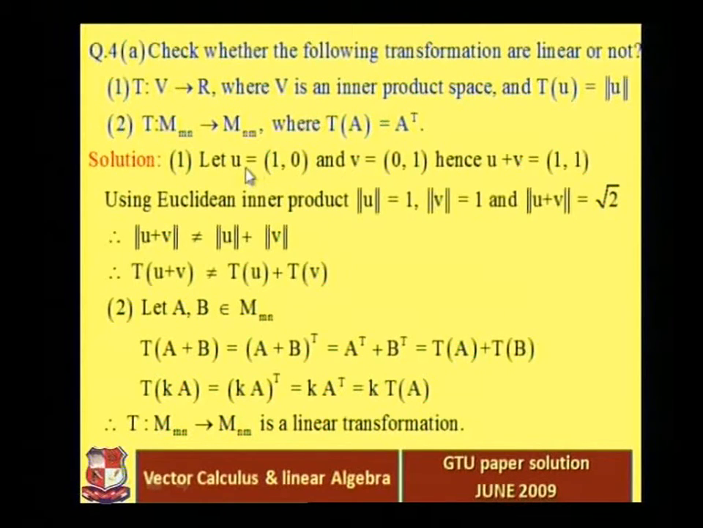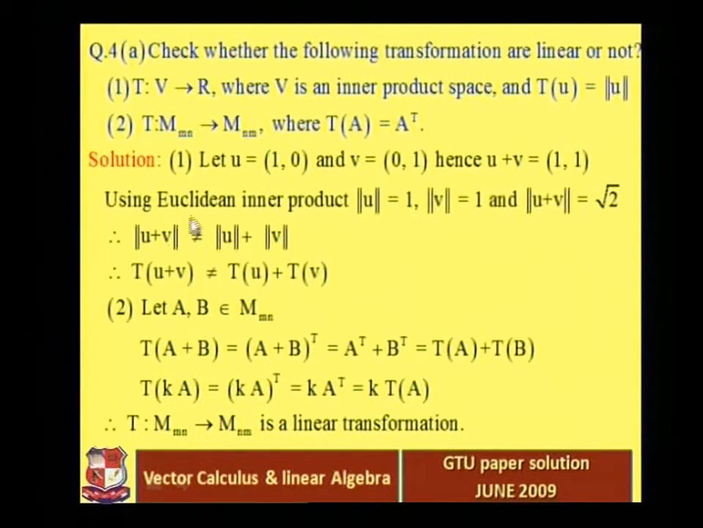Let U be equal to (1, 0) and V be equal to (0, 1). Using the Euclidean inner product, U plus V is equal to (1, 1) by the definition of addition. What is norm U? It is the square root of 1 squared plus 0 squared, that is 1. What is norm V? The square root of 0 squared plus 1 squared, that is also 1. Now what is norm of U plus V? The square root of 1 squared plus 1 squared, that is the square root of 2.